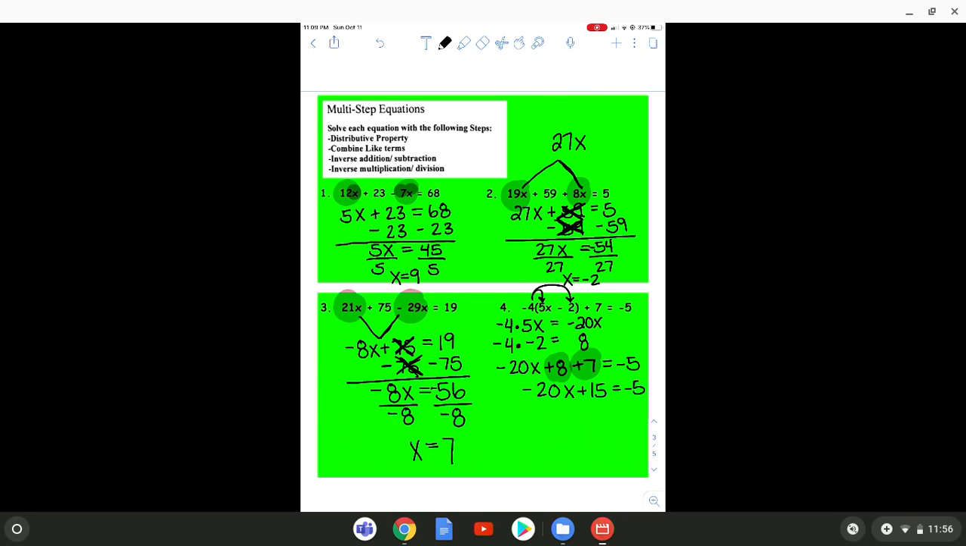So now to get rid of that 15, I'm going to subtract a 15 on both sides to undo that addition. And I'm going to actually get negative 20x is equal to negative 20. So now to get x by itself, I'm going to undo this multiplication with division and divide both sides by negative 20. And I'm going to get x is equal to 1.